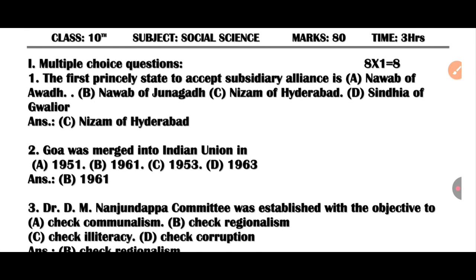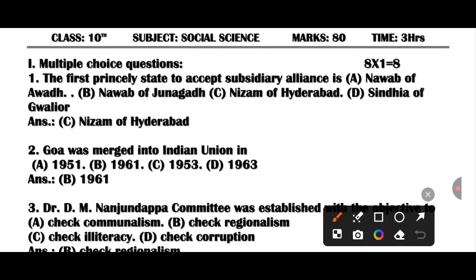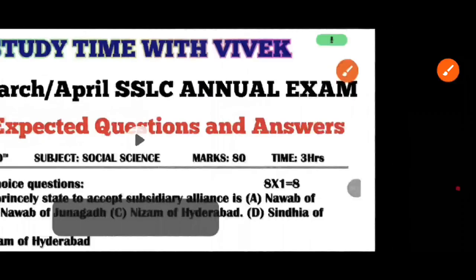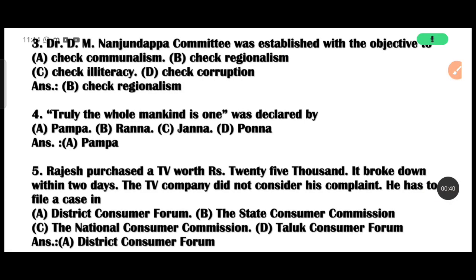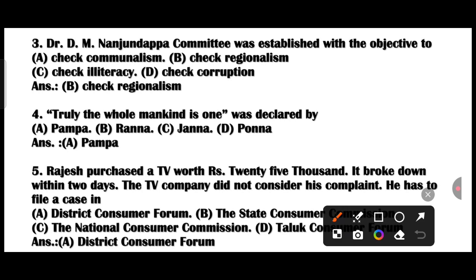The first question: the first princely state to accept subsidiary alliance is Nizam of Hyderabad. Second question: Goa was merged in Indian Union in 1961. Next question: Dr. D.M. Nanjundappa committee was established with the objective to, correct answer is, check regionalism. Next question: truly the whole mankind is one was declared by option A, Pampa.